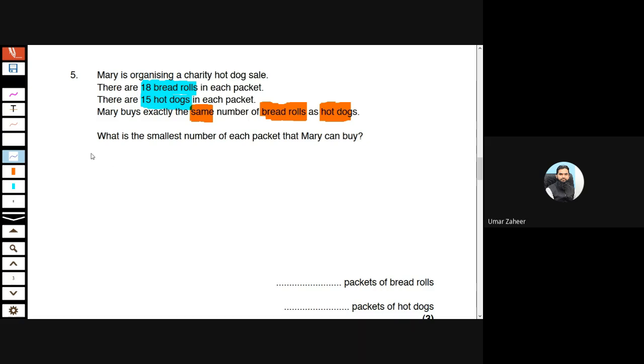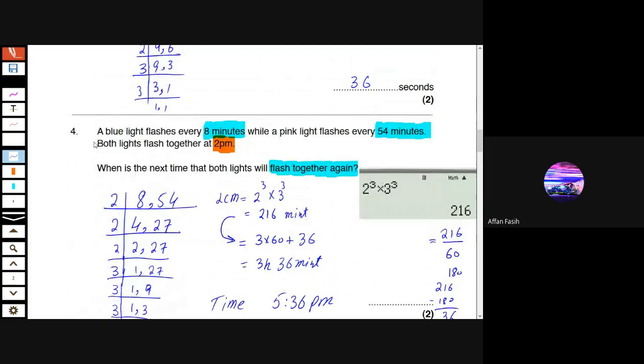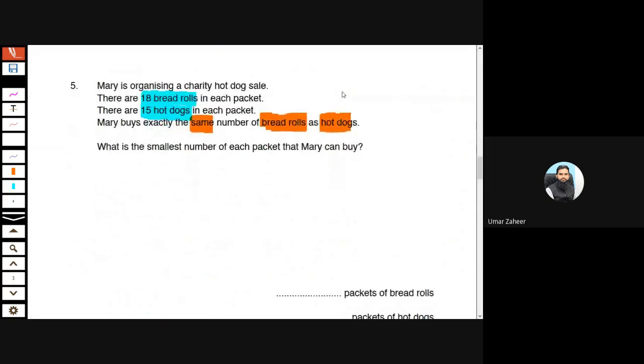it is the LCM. It's exactly the same type of questioning, LCM. It's exactly the same thing, but obviously the type of question is going to be changed. The example is just a different one. So we have to take the LCM of 18 and 15. What is the LCM of 18 and 15?